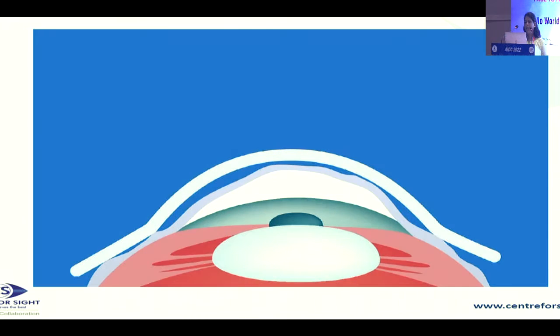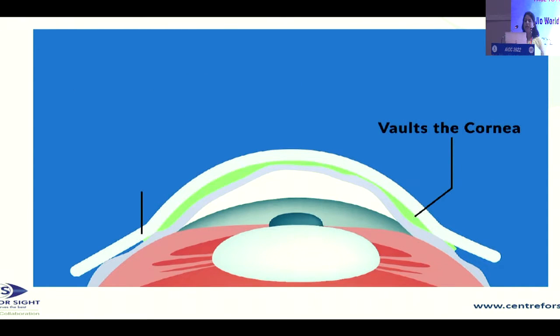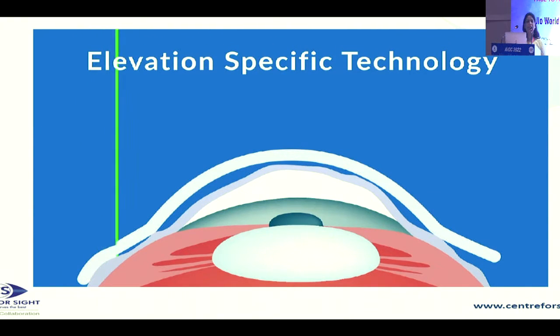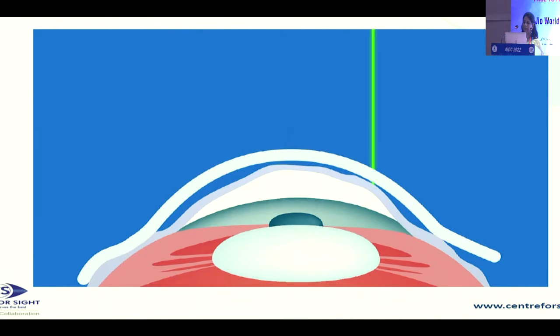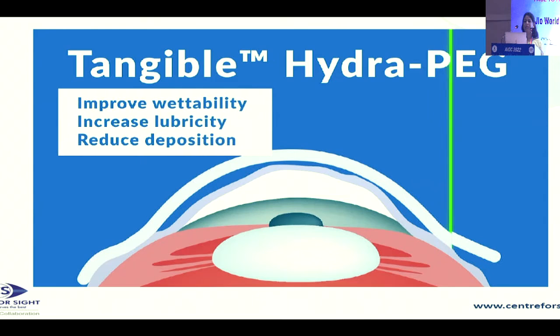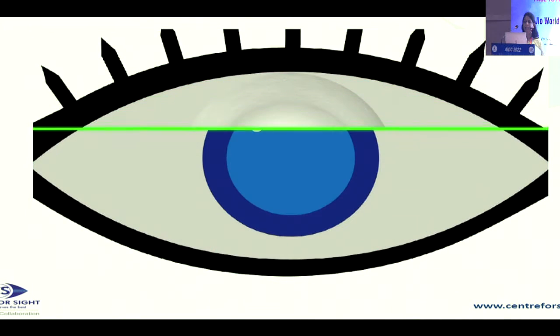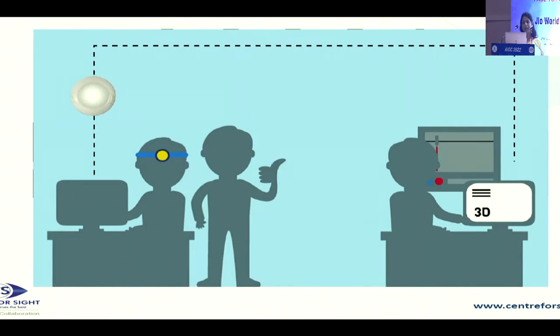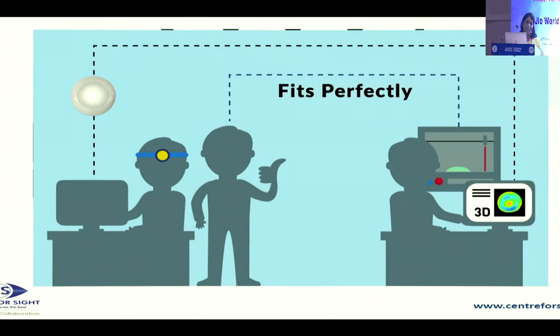So what Eyeprint does, they use oxygen permeable, high Dk material, which vaults the cornea, and the lens lands on the sclera, so it's a scleral lens, and they use elevation-specific technology using a molding material. And this coating is tangible hydra so that there is no deposition on the lenses. And they take the impression. This impression will go to the lab, where with a 3D scanner, they make a digital print of the eye, and they design the perfect lens for the patient.